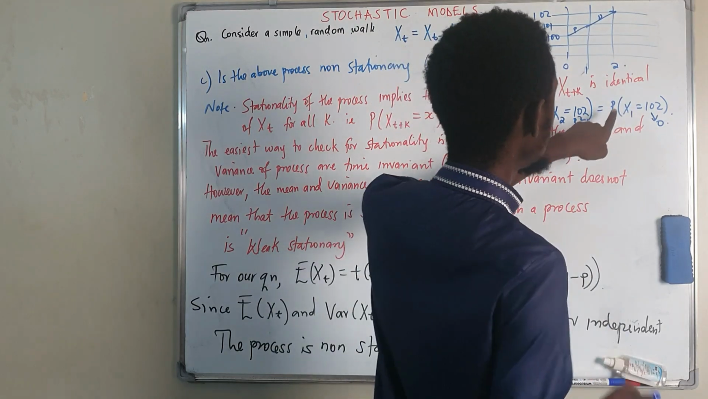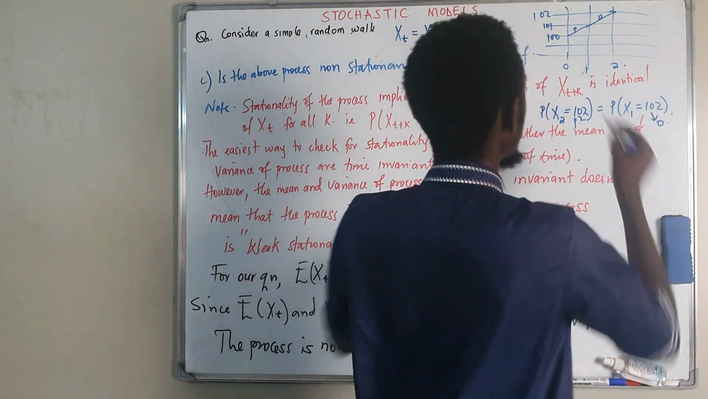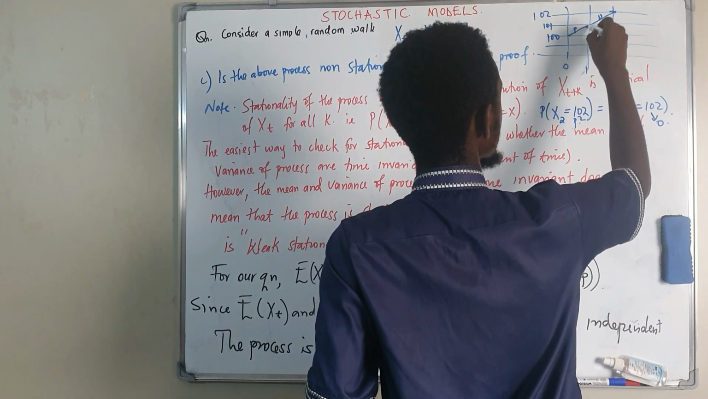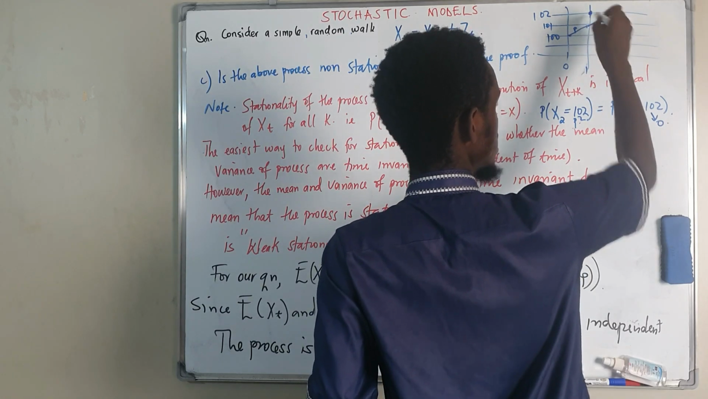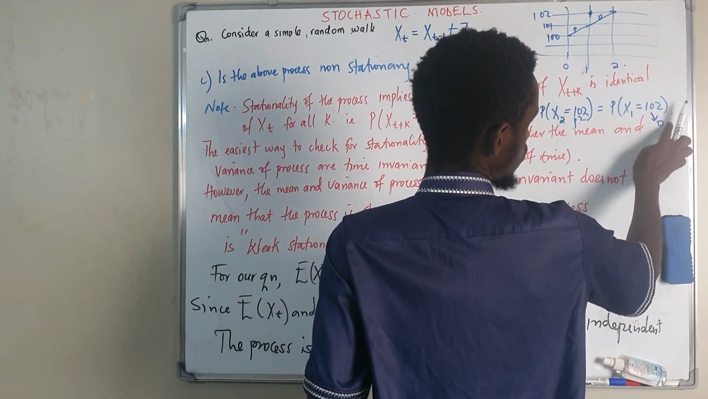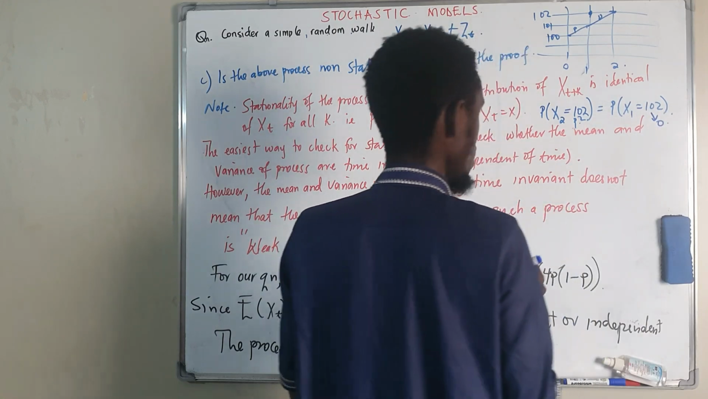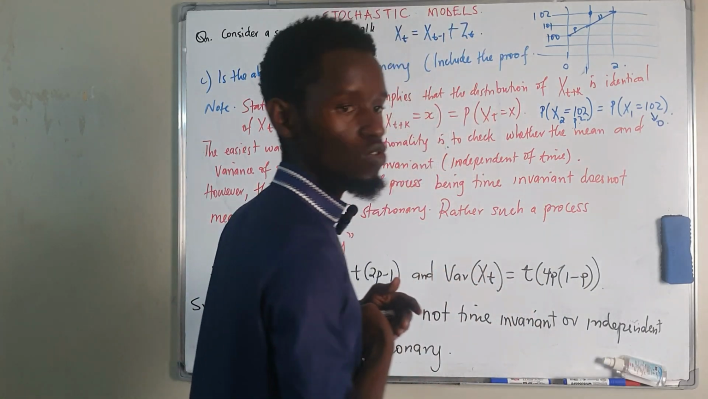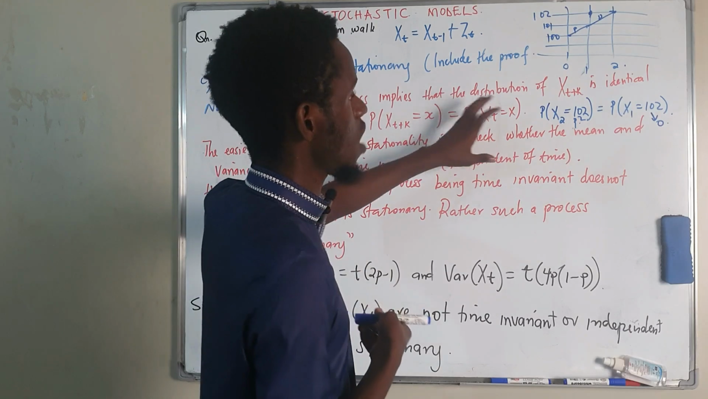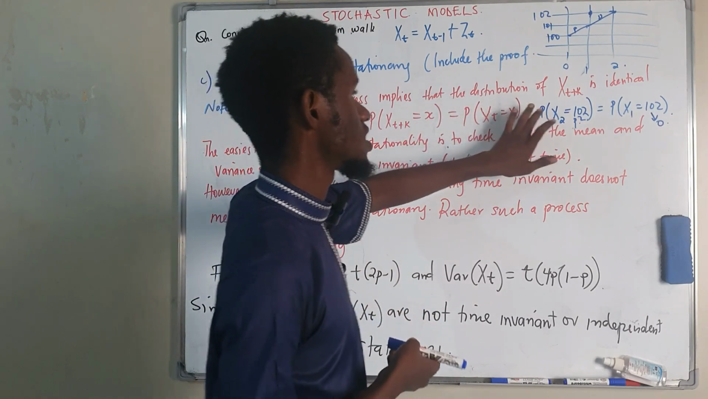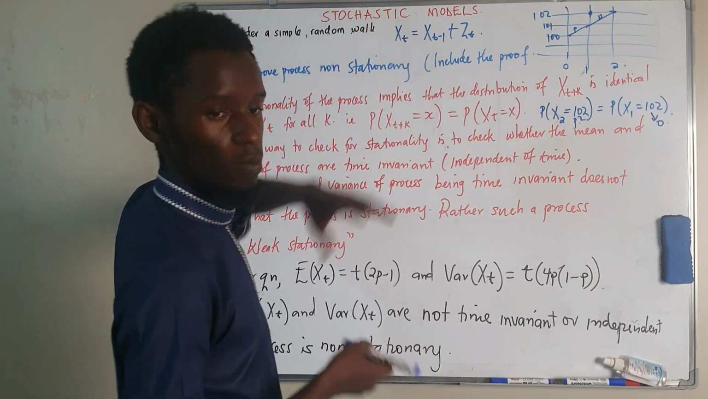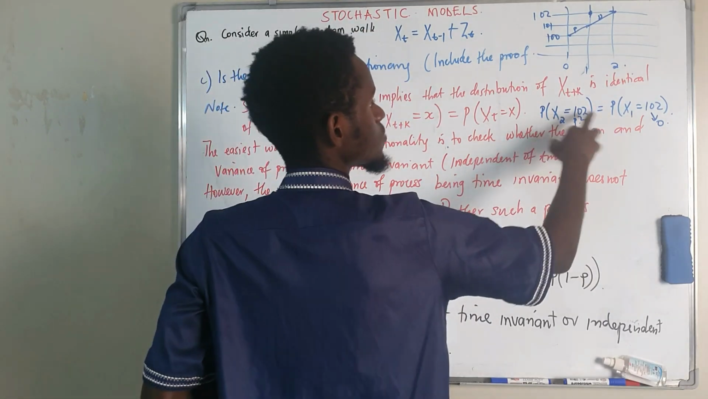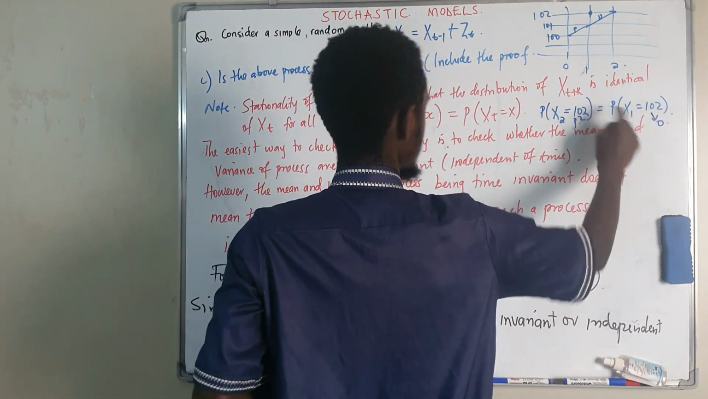Now, the probability of me having x1 equal to 102: for x1, just talk about 102, because 102 is this point here. It's outside. Nothing will take me to this point here. Therefore, the probability of me having x1 as 102 is 0. Therefore, by mere observation, this process is not stationary because the probability of x2 is not the same as the probability of x1 having the same values of x.